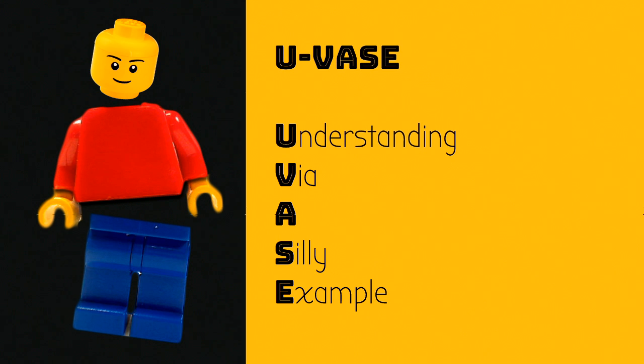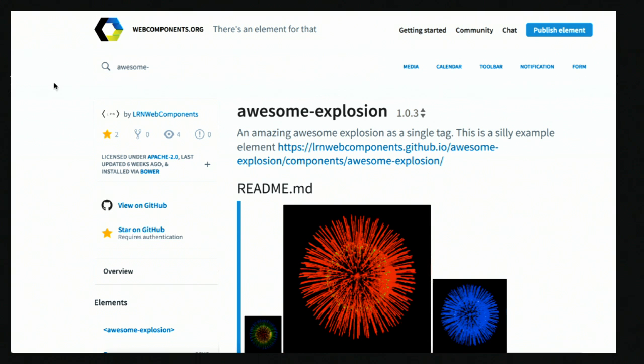Okay, so we're going to understand what a web component is fundamentally via a U-vase. Everyone knows what a U-vase is because I just made it up. It's understanding via a silly example. You can take that, chew on it. Okay, so an awesome explosion. We all have built websites for clients. They're like, I really want... This really feels like a Michael Bay movie right now.